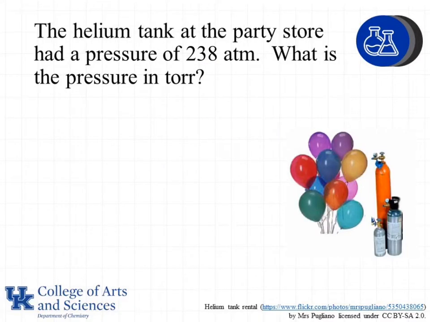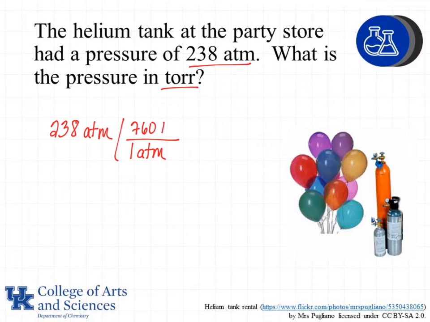Another example where we start with units of atmospheres. The helium tank at the party store had a pressure of 238 atmospheres. What is the pressure in torr? We look for the units we're starting with and the units we're trying to find. We're going to start with our simple unit, which is 238 atmospheres. We know that atmospheres needs to be on the bottom of the next step so that the units will cancel. So 760 torr goes over 1 atmosphere. Units of atmosphere cancel out, and we're left with 1.8 times 10 to the 5th torr of pressure.